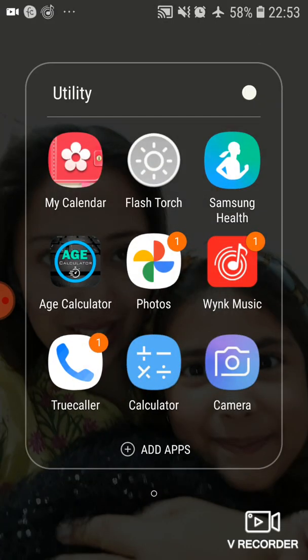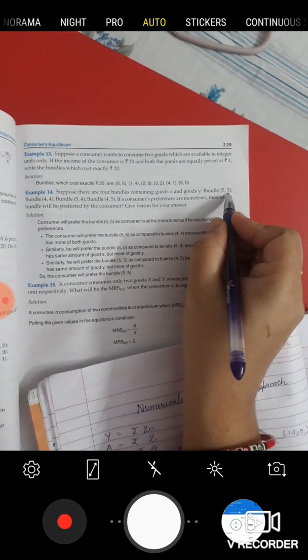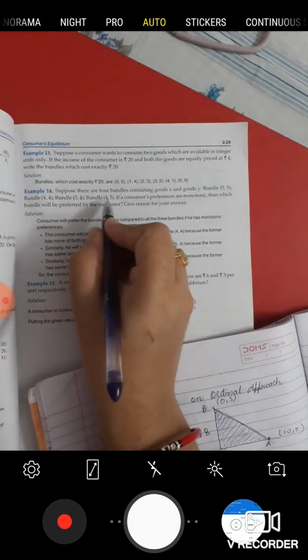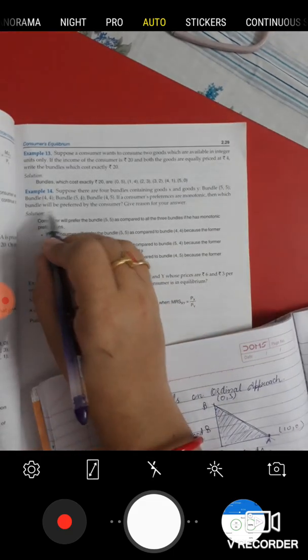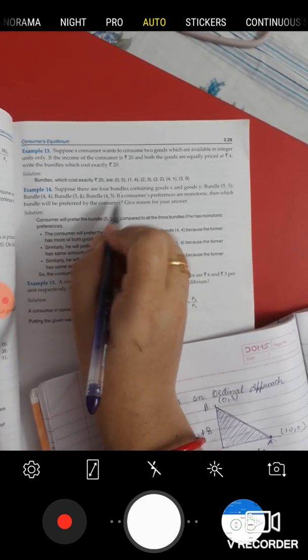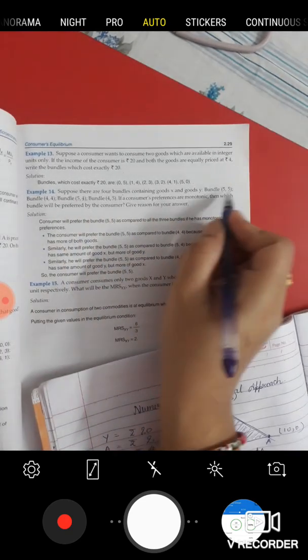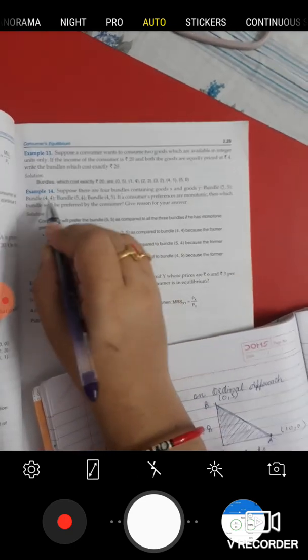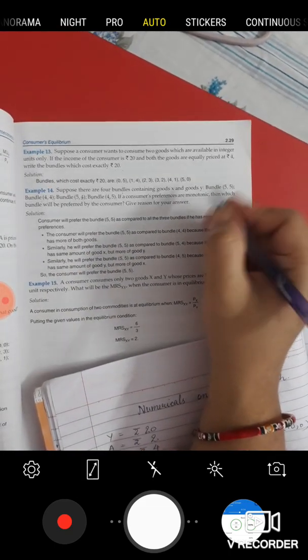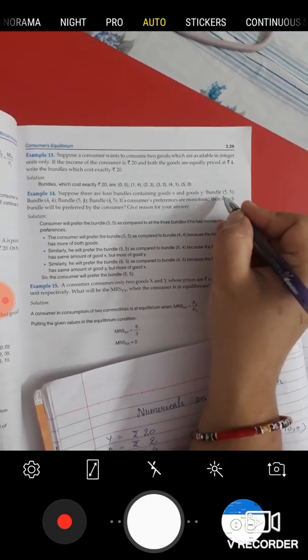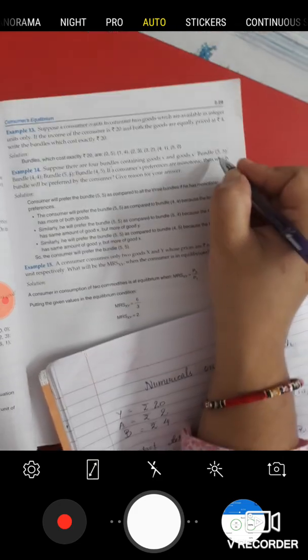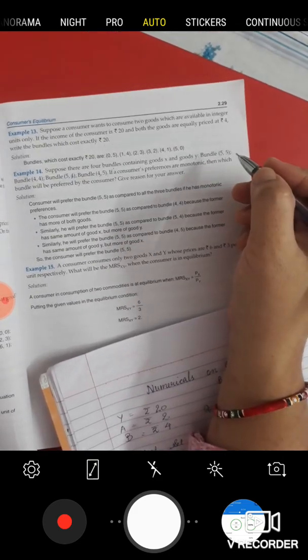Suppose there are 4 bundles of goods X and Y: 5, 5; 4, 4; 5, 4; and 4, 5. If the consumer's preferences are monotonic, then which bundle should be preferred? Tell me which bundle is preferred. Obviously the most quantity is there in 5, 5. This is the bundle where he can buy more of both commodities. So when he buys more, he has a higher satisfaction level.